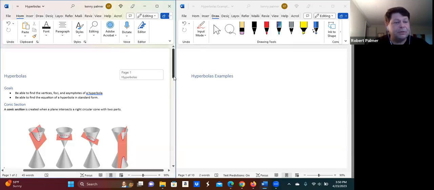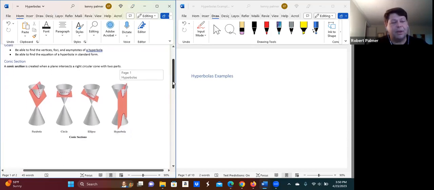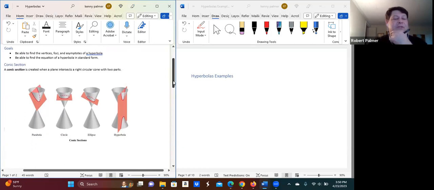Hello, everyone. Welcome back. So today we're going to learn about hyperbolas, another type of conic section. So our goals will be to essentially understand them. We'll find the vertices, foci, and asymptotes of a hyperbola. And we'll also be able to find the equation of a hyperbola in what's called standard form. We'll get into that.